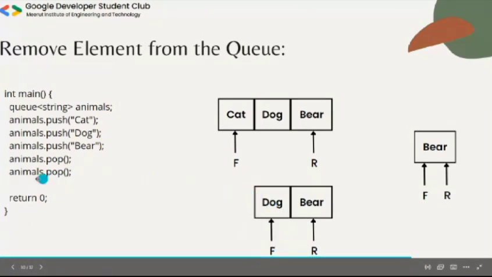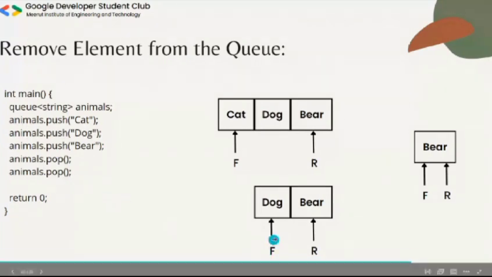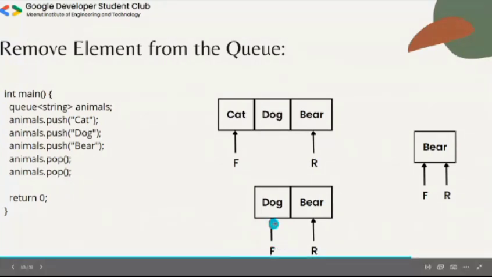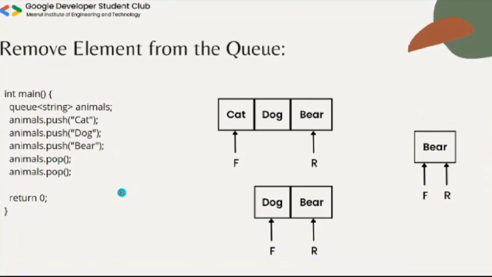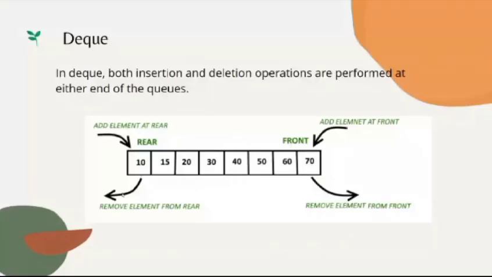And in the second case, animals.pop, what happens? My front is pointing to dog. So now my front will move forward and it will now point to bear, and the dog will be removed. Simple, both the operations are simple. To push an element into a queue and to pop an element from the queue.